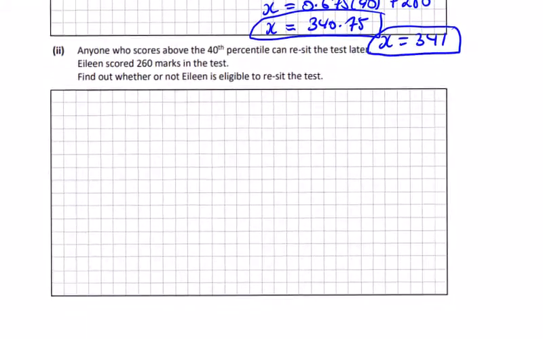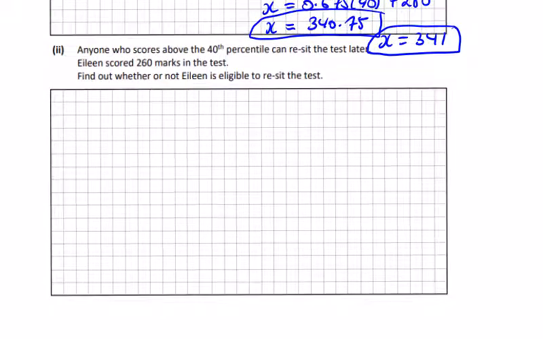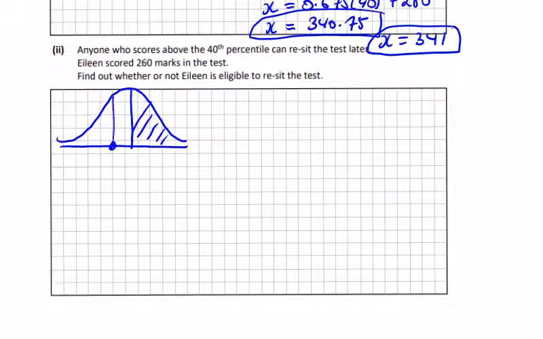Anyone who scores above the 40th percentile can resit the test. So if we do a sketch again, this is 50% over here. So we're looking for a mark down here. So someone has to be in here. There would have to be less than 40% in here for them not to be able to resit the test. So we have to see this. This has to be greater than 40% in here for this to be in the top 60.